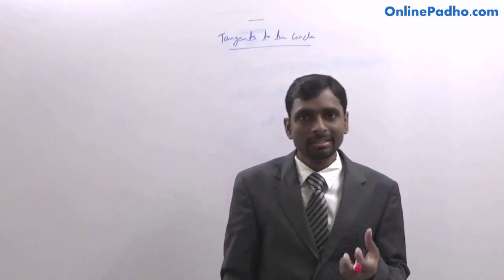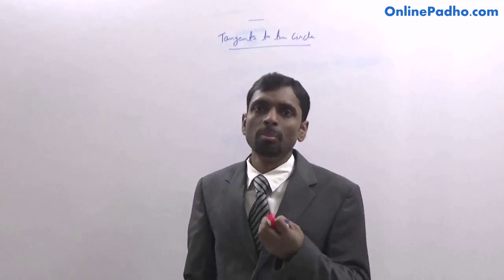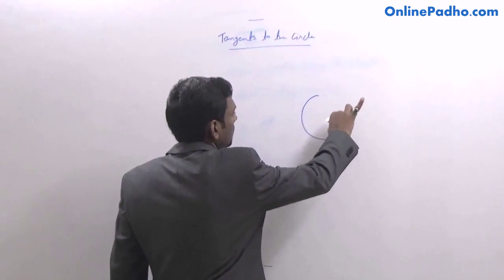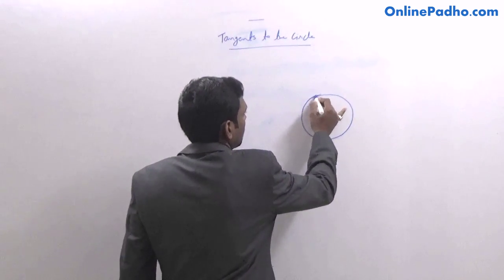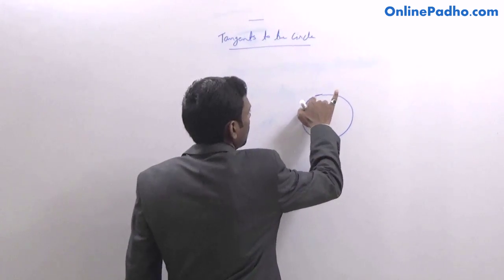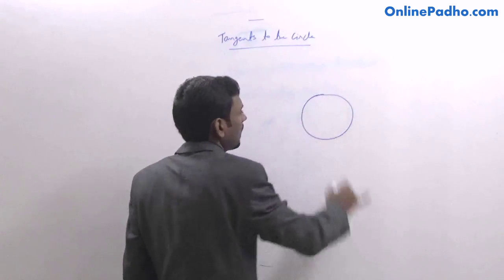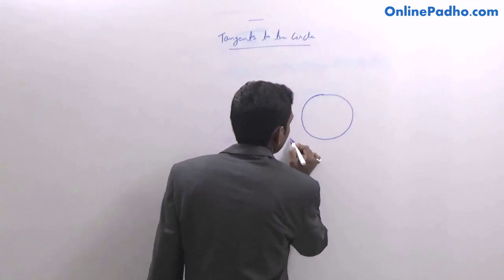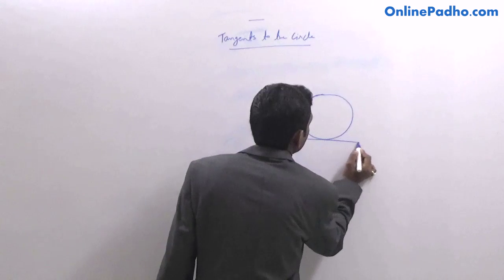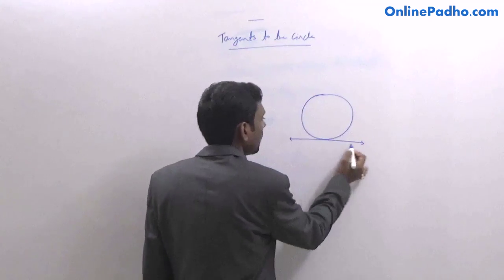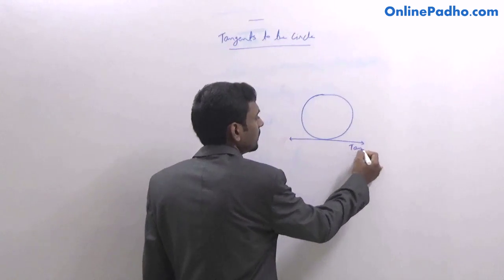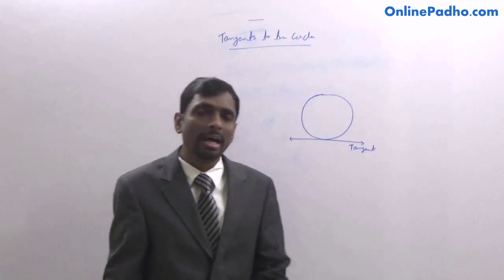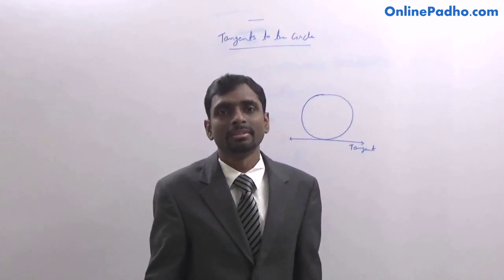You know, tangent and secant are two kinds of lines in a circle. If we draw a circle here, we can draw two different straight lines in the circle. One straight line we can draw like this, which touches the circle at a point. And this type of line is called the tangent to the circle. A line that touches the circle at a single point, right?